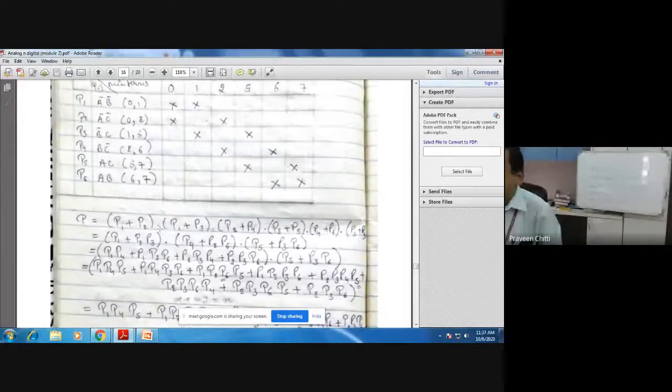P1 plus P2 into P1 plus P3 can be written as P1 plus P2 P3, like the distributive law, right? You can use this distributive law here also. So you got P1 plus P2 P3, P4 plus P2 P6, P5 plus P3 P6. Then again apply the same.